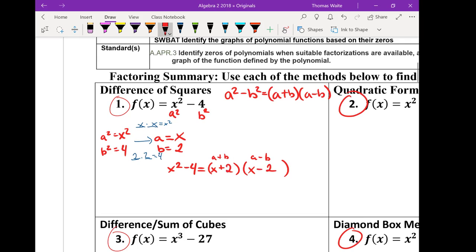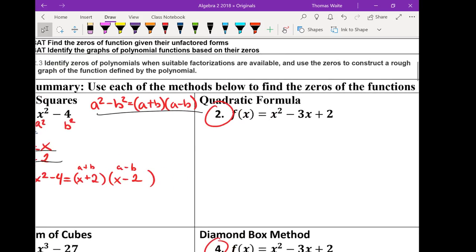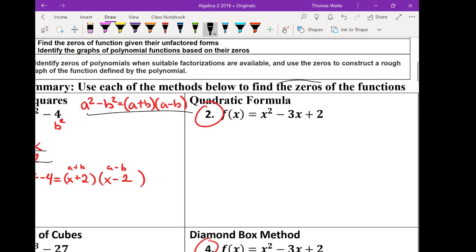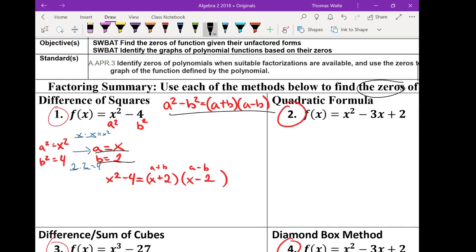Great. So far, we factored this equation. We recognized it was a difference of squares. We grabbed our formula, figured out what a and b were, plugged them in, and now it's factored. Once it's factored, it's really easy to find our zeros. It says use each of the methods to find the zeros. So to find the zeros, that's just finding values of x where this is equal to 0.